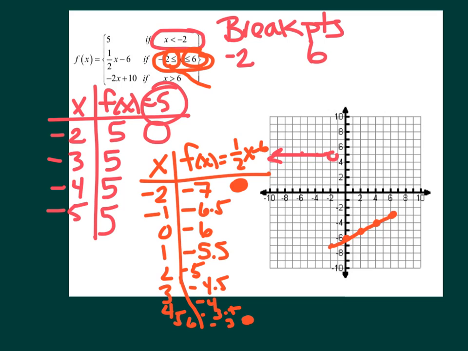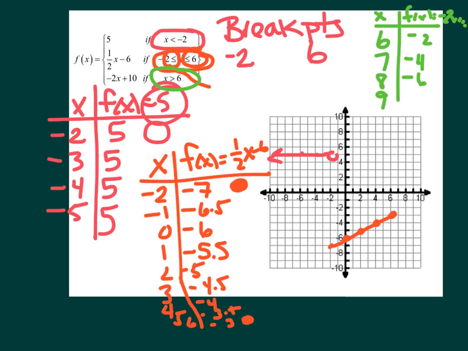And then lastly, where I can squeeze my table here, I'm going to have x, f of x equals -2x plus 10. And it says start at 6, so I'm going to start at 6. And it says pick numbers bigger than 6. So I'm going to go 6, 7, 8, and 9. All right, and I just need to evaluate those. So that's negative 12 plus 10 is negative 2, negative 14 plus 10, negative 4, negative 16 plus 10 is negative 6, and negative 18 plus 10 is negative 8.